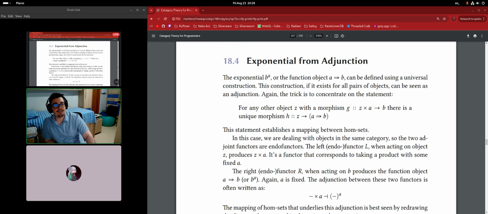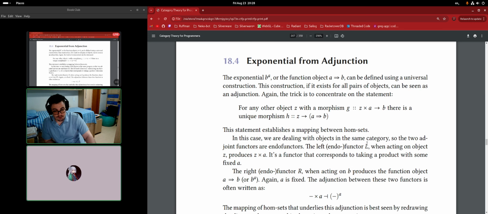That's way back in the day though. I prefer to think of them as functions, actually. No, but that's not going to be useful, because that's the whole purpose of this section. But okay, in this case we are dealing with objects in the same category.